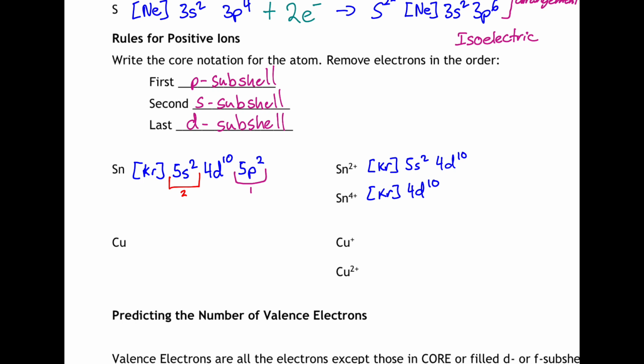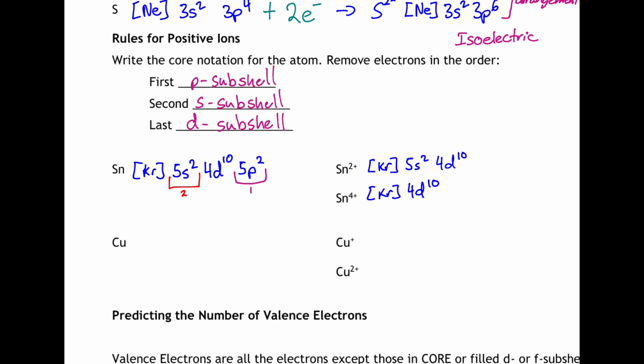So these are the 2 different ways that you can get the 2 common tin charges. If you look at the back of your periodic table, you can see tin has a common 2 plus charge or a 4 plus charge. And both of those are stable arrangements of tin in this case. So we're just going to remove both of them.